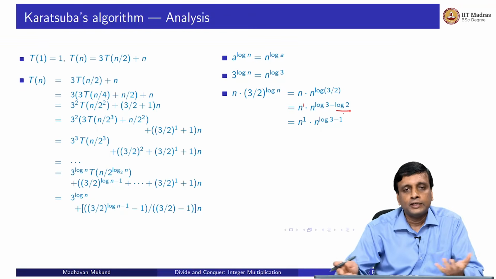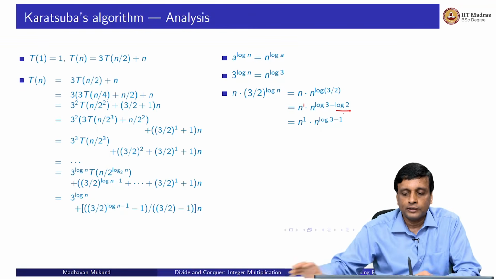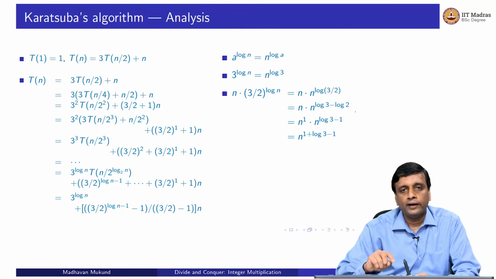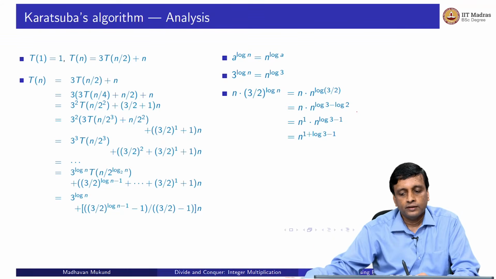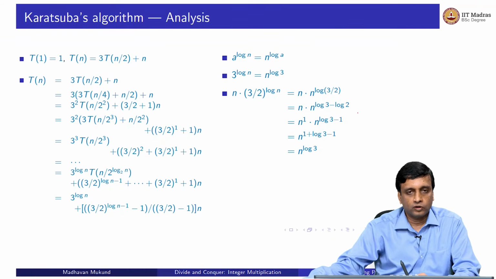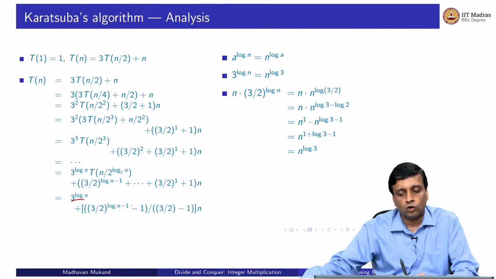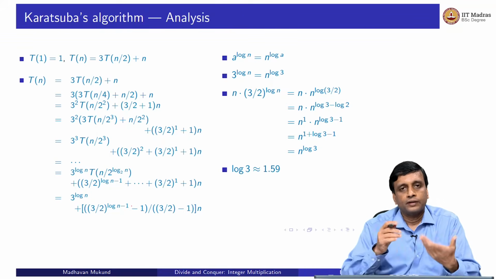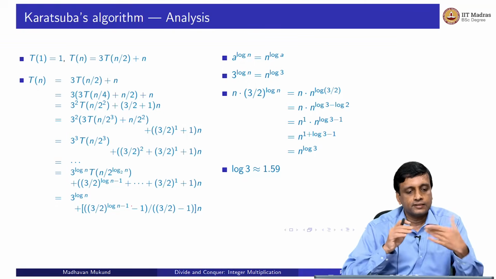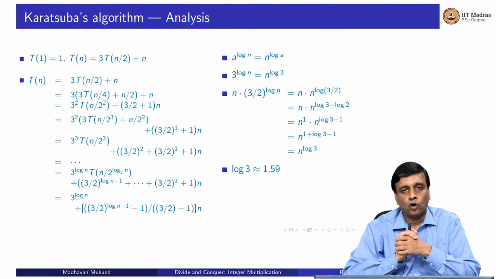So now I have a multiplication of two things, so I just add it up, right. So I get n to the power 1 plus log 3 minus 1. So again I get n to the power log 3, right. So both this term and this term are actually giving me n to the power log 3. So this is going to be my final answer. My final answer is that this T of n is actually n to the power log 3.